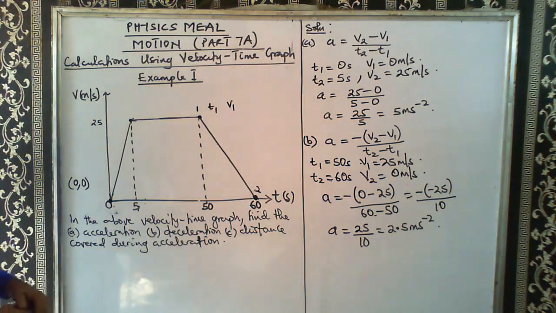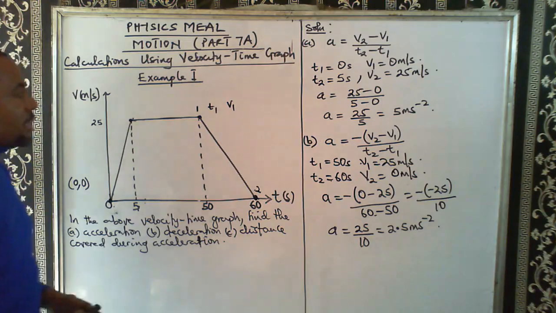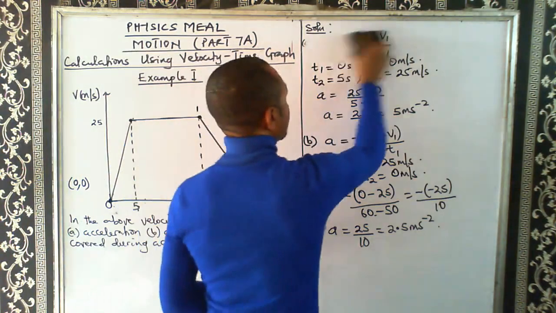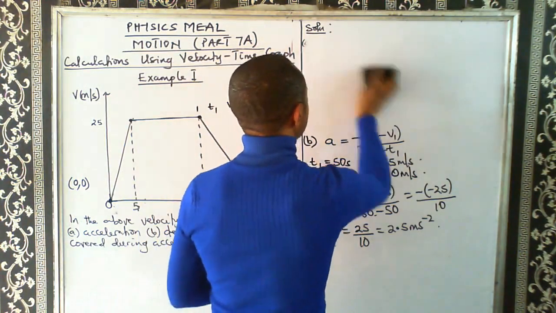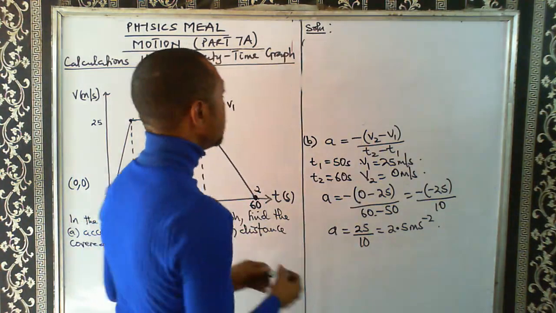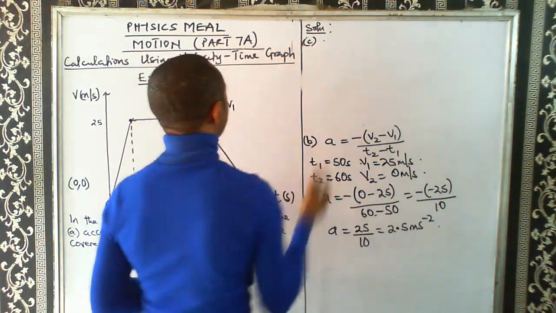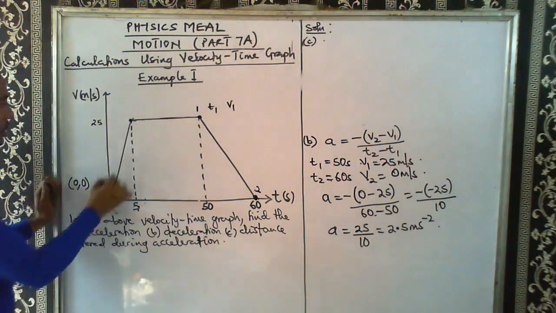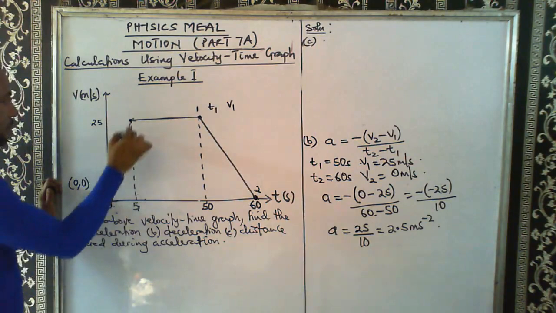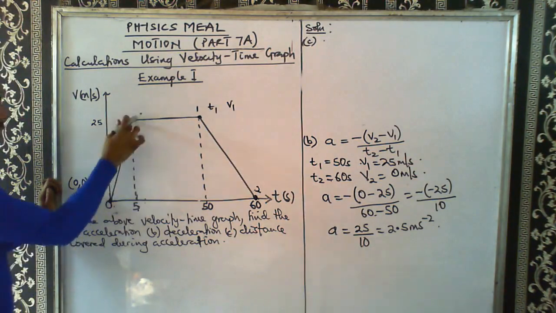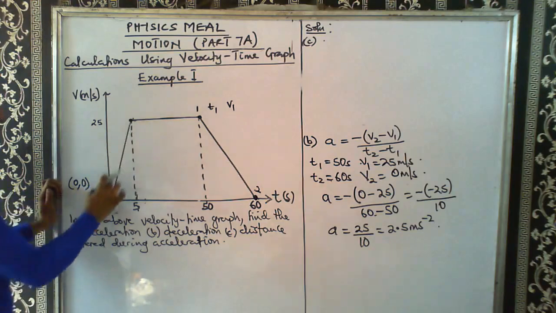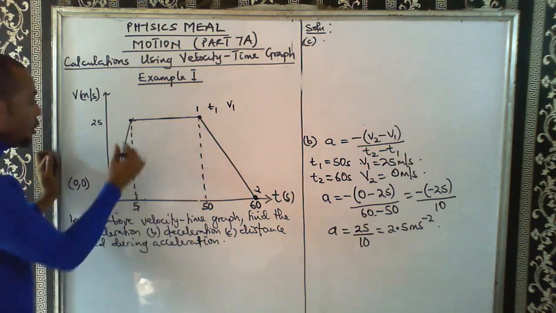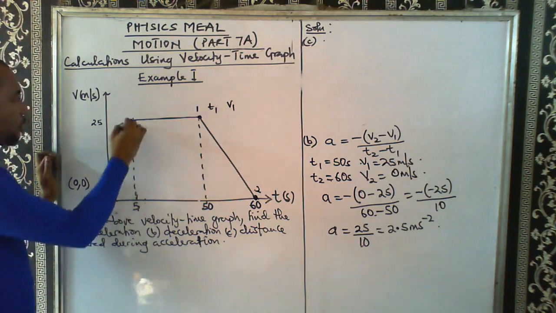Okay. So the final thing we're asked to calculate is the distance covered during acceleration. So we'll clear this place. Distance covered during acceleration, that's part C. Look at our acceleration region. Remember, we said to calculate distance from a velocity time graph, it is the area under the shape. So we must know the shape in order to get its area.